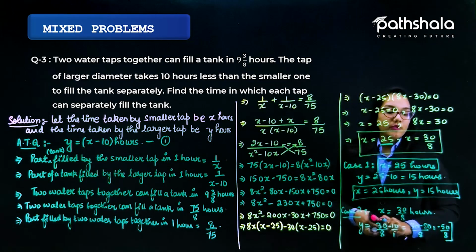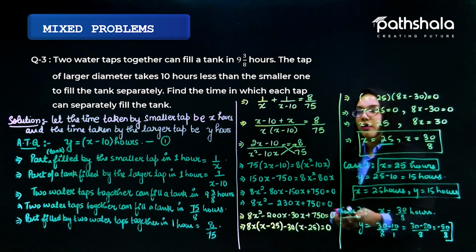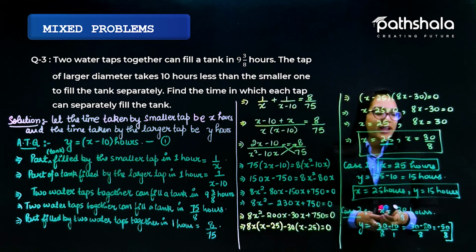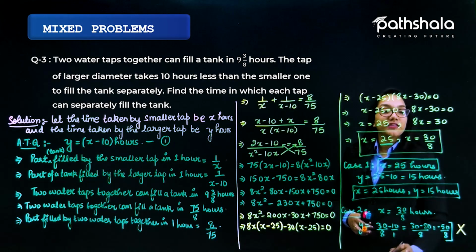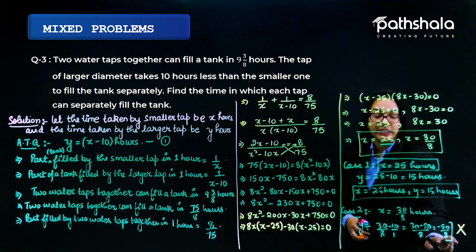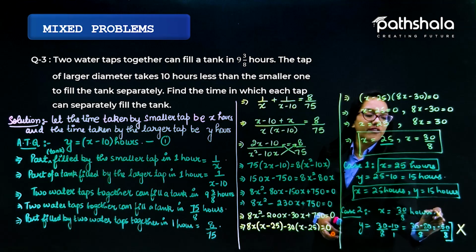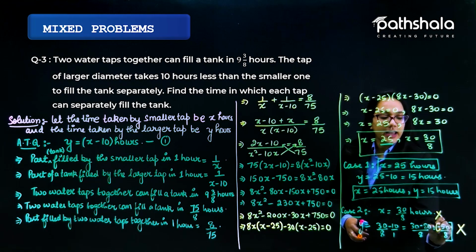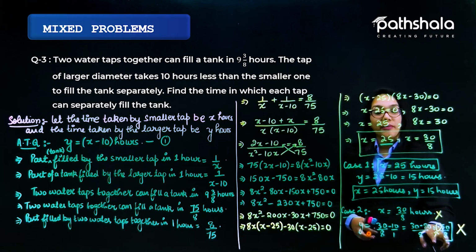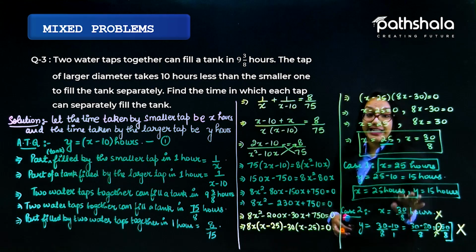The time y was actually the time taken by the second tap to fill the tank. So y is coming out to be negative. Obviously we cannot take the time as negative. So this case is totally neglected. We cannot take the value of x as 30/8 because of the negative sign, because the time is coming out to be negative, which we cannot take. So it means case 2 is totally neglected.